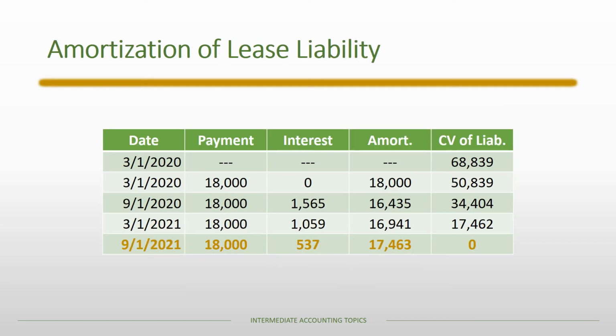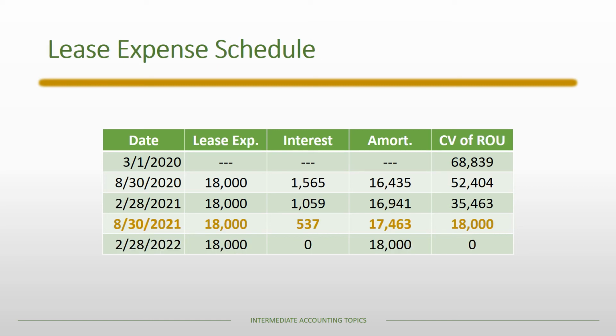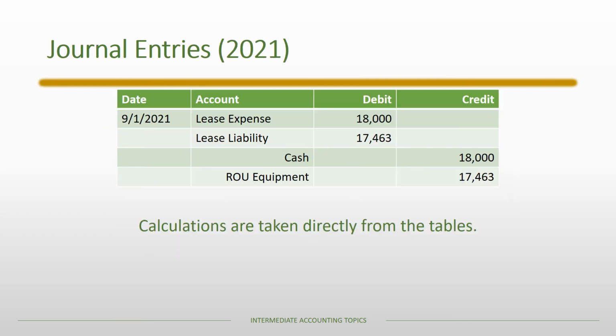So now we're moving on through time, and we have the next payment on 9/1/2021, and we're moving down the lease expense schedule as well. We take all the amounts from the tables, and hopefully this is a fairly straightforward journal entry. The lease expense and cash payment are the same. The amortization of the lease liability and the amortization of the right of use equipment are also the same.